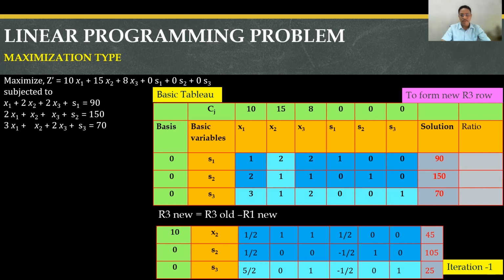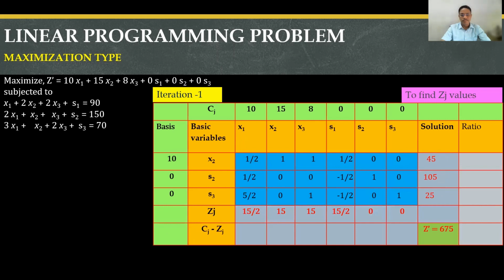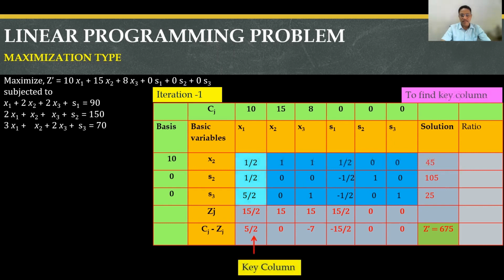We will now start our first iteration. So those values we have put here. You can notice that x2 is part of the basis and its coefficient is 10. Now after finding the Zj value, we will find the Cj minus Zj value, and we see that only 5 by 2, which is below the x1 column, is the positive value under Cj minus Zj. Thus, x1 becomes the key column and x1 will now enter the solution.